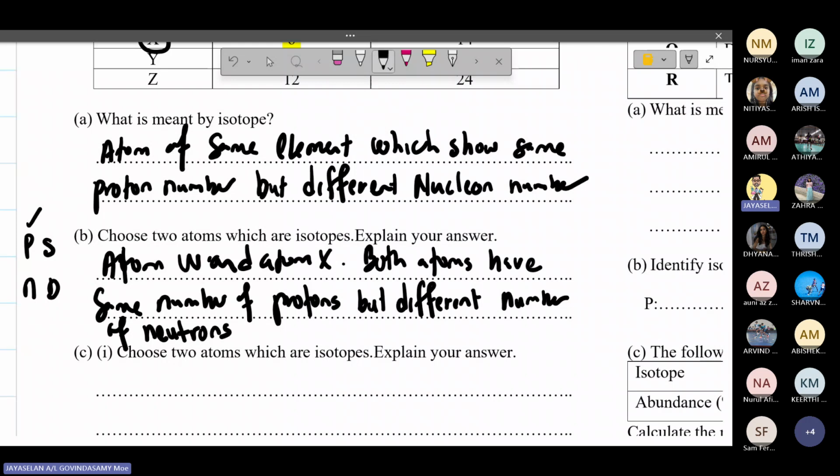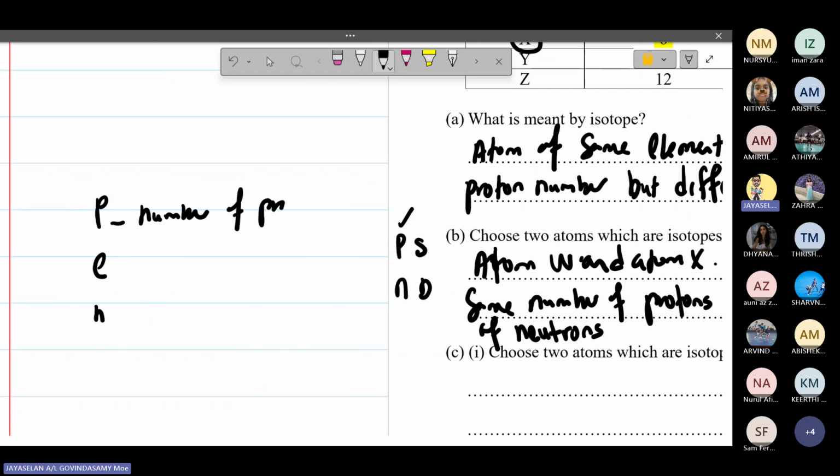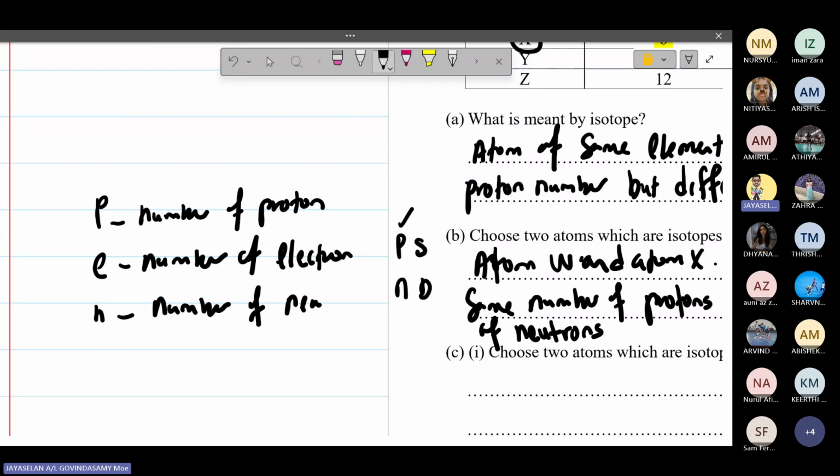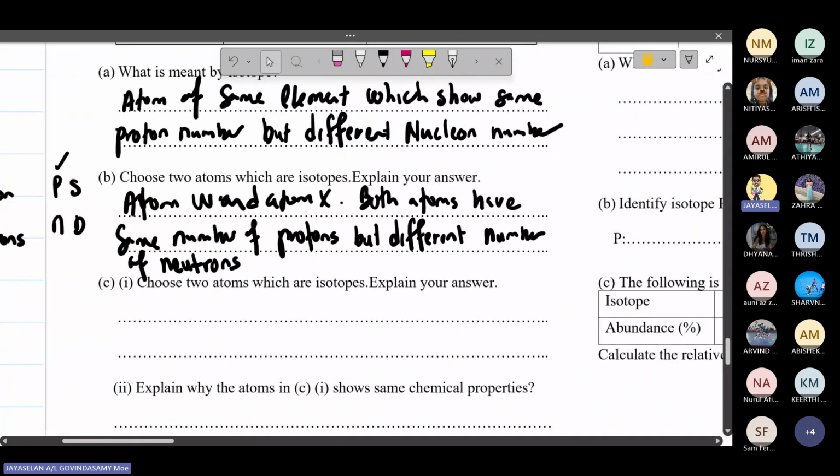Any question? In the exam, please remember when they put PEN, how to answer this? Number of protons. How to answer this? Number of electrons. How to answer this? Number of neutrons. Any question? Isotope shows same number of protons, different number of what? Different number of neutrons. Any question? No question? Why do I repeat the same question?